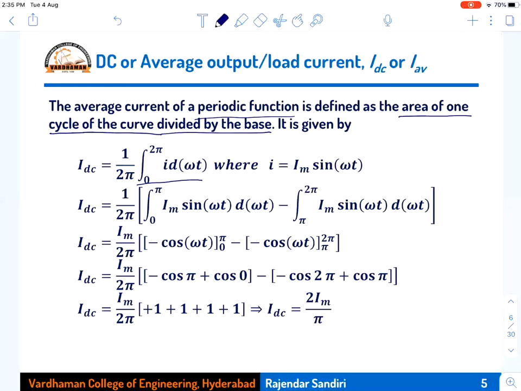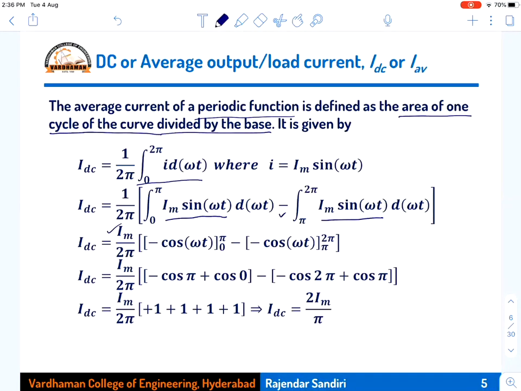Okay. Now IDC is equal to 1 by 2 pi. Now this I value is actually Im sin omega t from 0 to pi, but minus Im sin omega t from pi to 2 pi. Therefore, I have different values of I here from 0 to pi and pi to 2 pi, so you have to separate the integral limits into 0 to pi and pi to 2 pi. Then from 0 to pi it is Im sin omega t, and from pi to 2 pi it will be minus Im sin omega t. That's why I have taken the minus here. Okay, so now if you integrate, take this Im common. Im is common in both the terms.